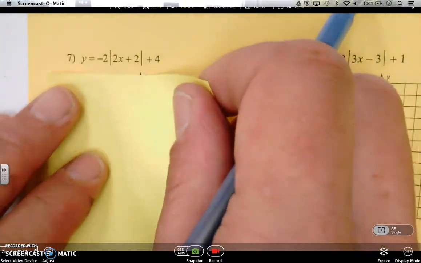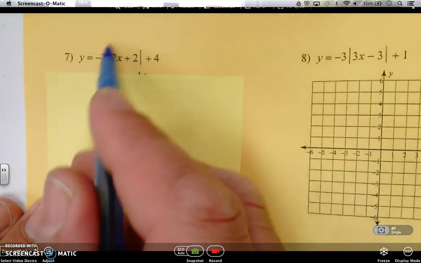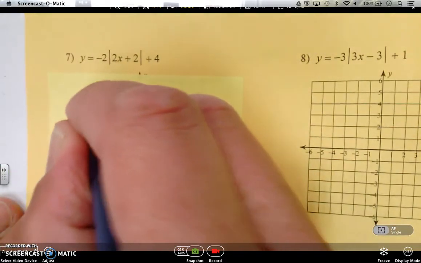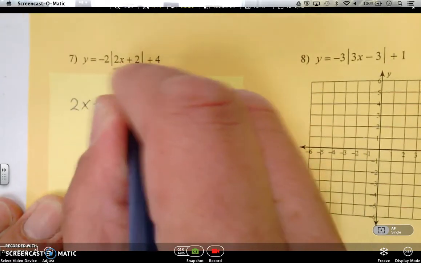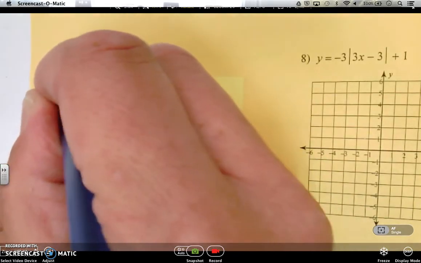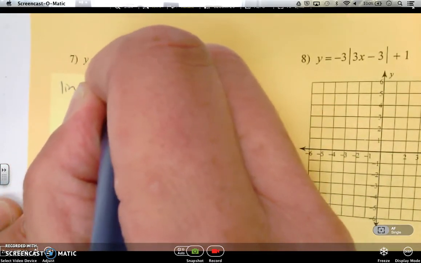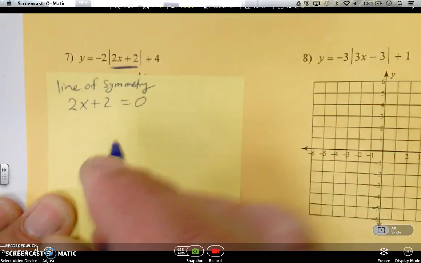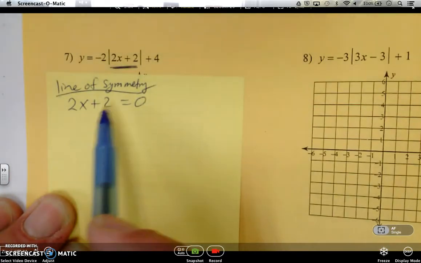We're going to start by covering this up, and take whatever's inside here and set it equal to 0. And that's going to be our line of symmetry. And that's key for these types of graphs. So you've got to be able to solve that.